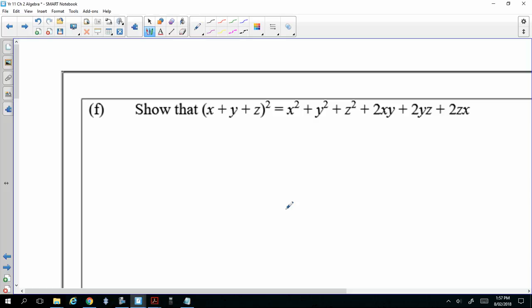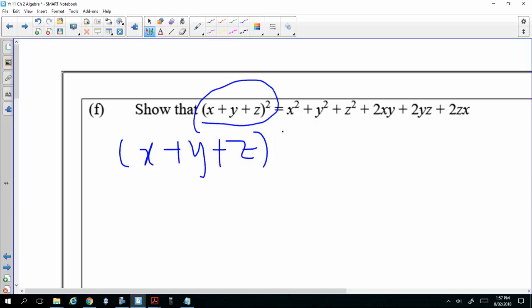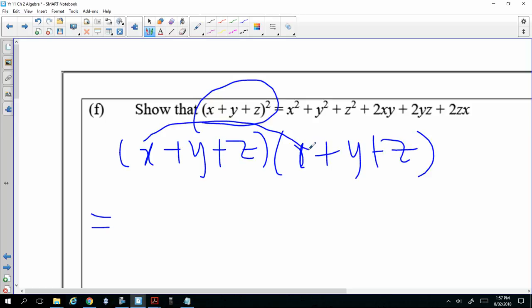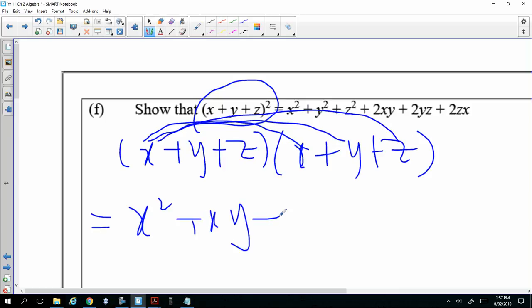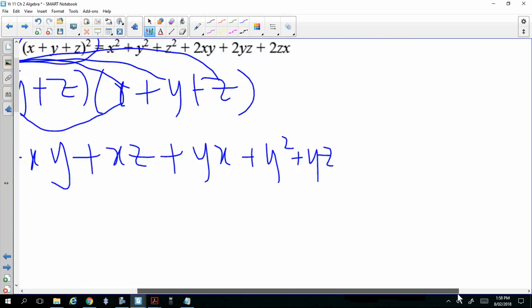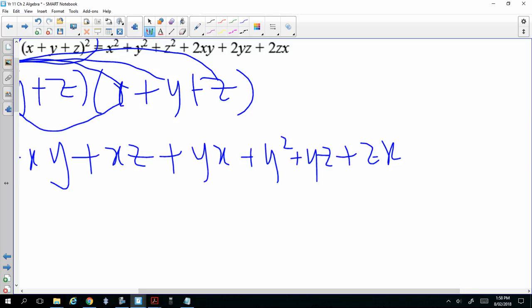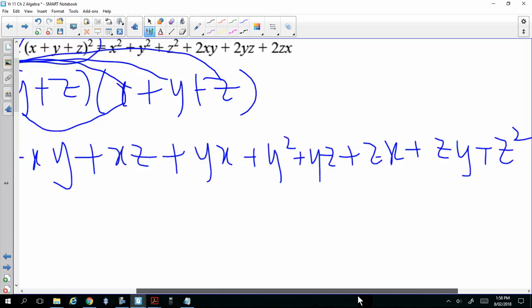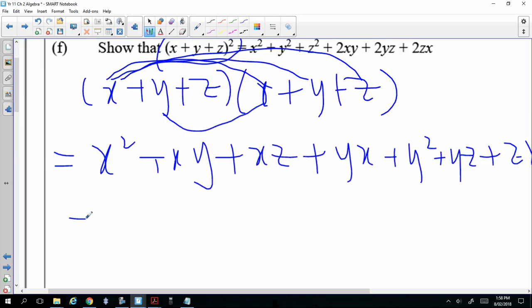So all you have to do is just write them as a double bracket, and then you just go x squared, xy, xz, and then you go yx, y squared, yz, and then you've got zx, zy, z squared. And you just have to collect like terms.